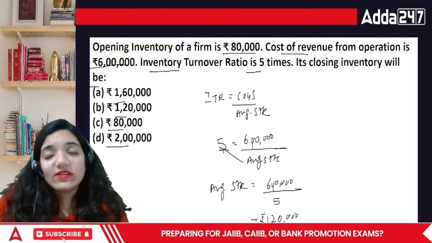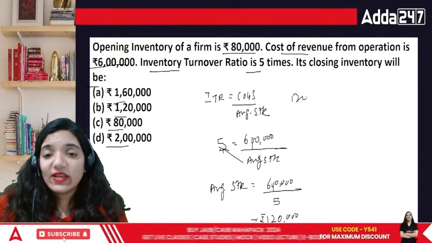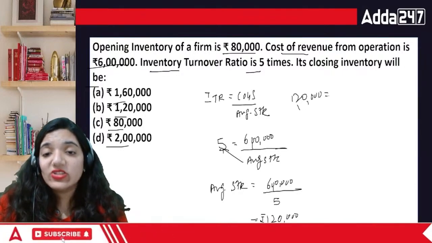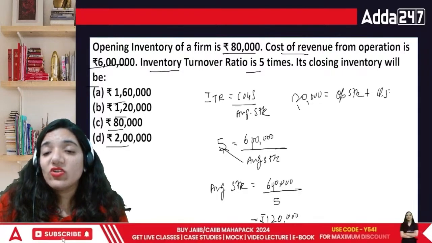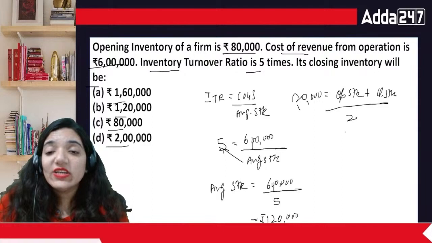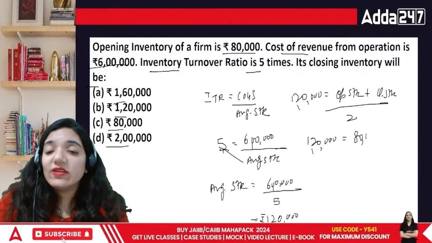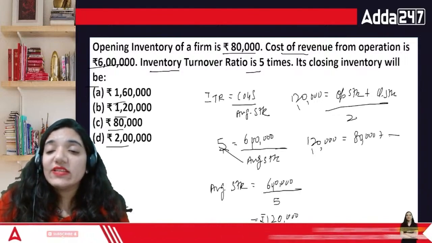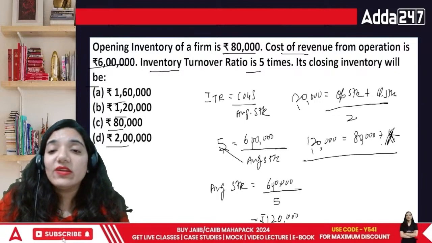Average means first year plus second year divided by 2. So this 1,20,000 is the average, which is opening stock plus the closing stock divided by 2. That is how we find the average. So in this case, our opening stock is of no issue. The value is 80,000, everyone, plus closing stock. Actually, we don't know about it, so I'm putting it as x.